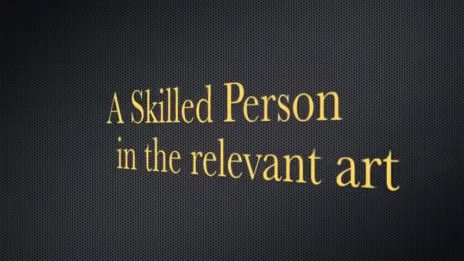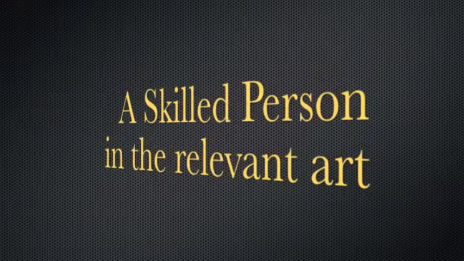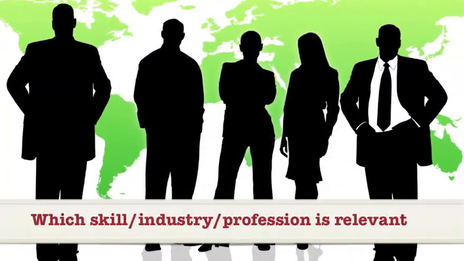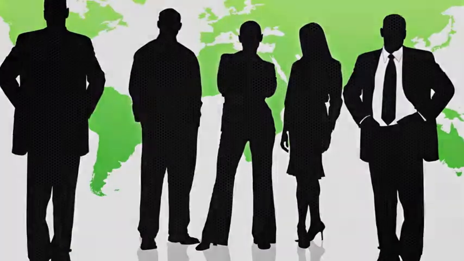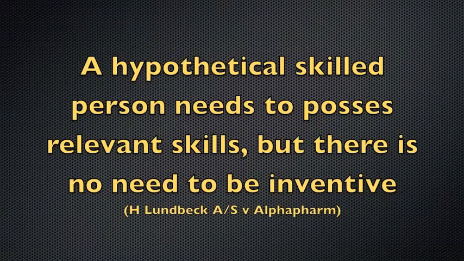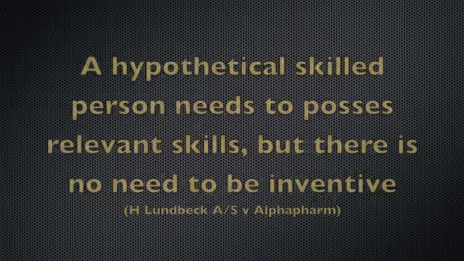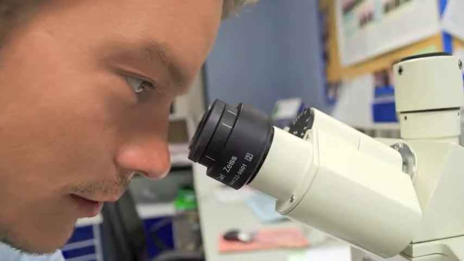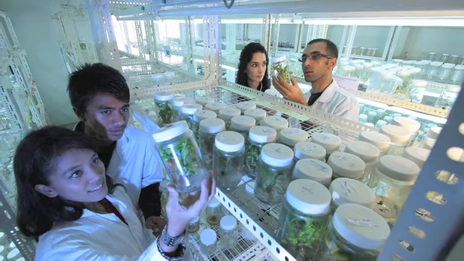When using the hypothetical skilled person in the relevant art approach, the first process is determining the relevant art. Once this has been established, then it is important that the hypothetical skilled person be just that, skilled. Being an inventive worker is not a requirement. This may include a simple tradesman, a highly qualified scientist, or even a team of people, as was the case in Akzo Belogit.